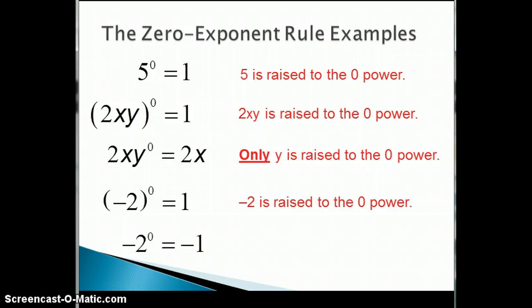Well, in this next example, the parentheses are gone. So what is it that's being raised to the 0 power in that case? Well, only the 2 is being raised to the 0 power, not -2. So that can be a little tricky. So pay very close attention to whether you have parentheses or not. So we're raising the 2 to the 0 power, and that gives us 1. And so the negative sign is still there, giving us an answer of -1.